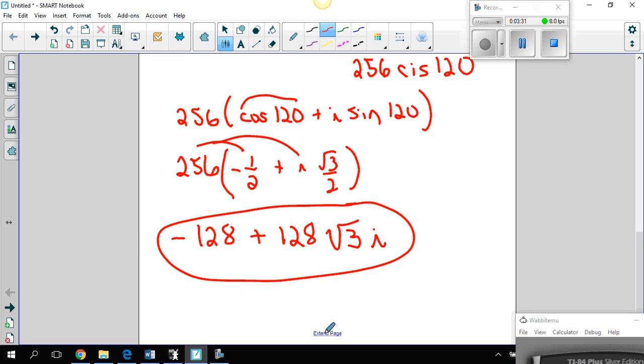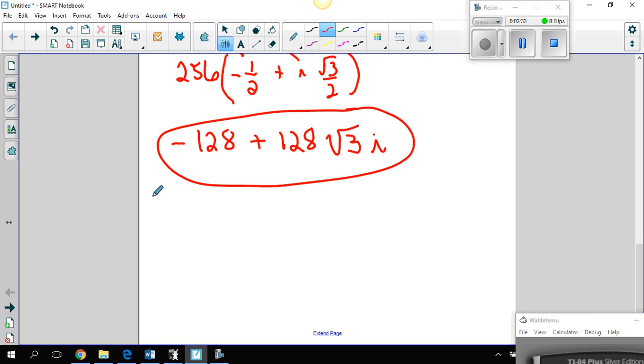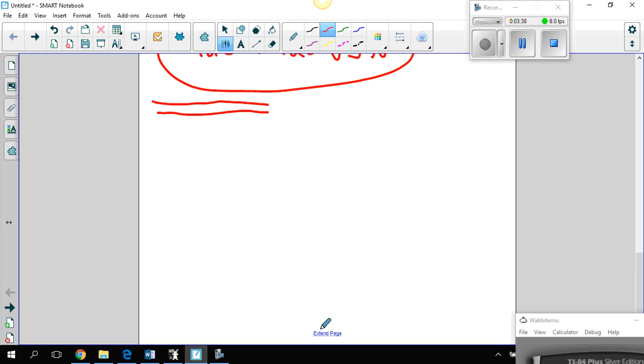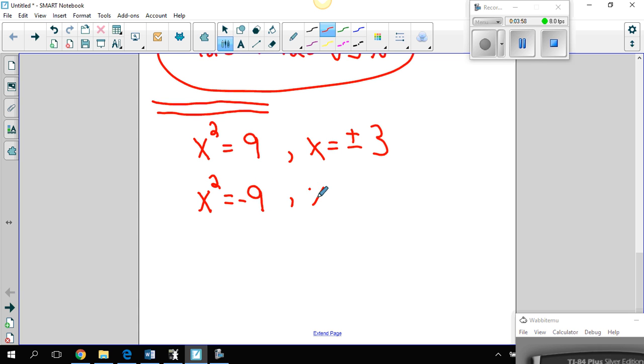All right, so the next one is kind of hard to explain. So let's see what we can do. Back in the day, if you had x squared equals 9, your answers are x equals plus or minus 3 via the square root method. If you have x squared equals negative 9, by the square root method, x equals plus or minus 3i. So what are we doing? We're taking square roots.